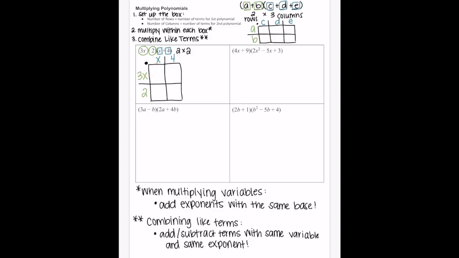Now I have something to remember. After you set up your box, then you start multiplying within each box. Something to remember is that when you are multiplying variables, so we have 3x times an x, you're going to add the exponents with the same base. So that means our base of x, these both have an exponent of 1 because it's not written. So we're actually going to add x to the first times x to the first. We're going to add 1 plus 1 and get a 2. So that's going to give us 3x squared.